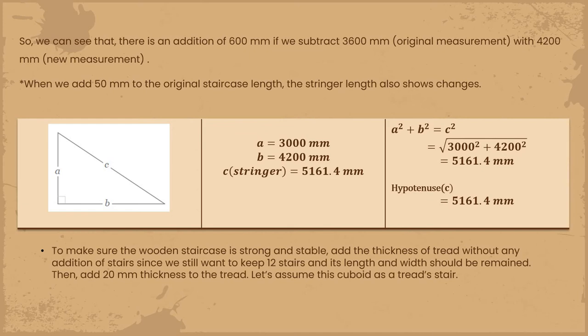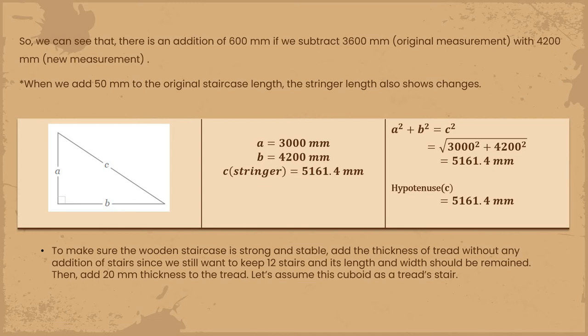So to know the measurement of the stringer, use the Pythagoras theorem formula: c squared equal to 3000 squared plus 4200 squared, make it root, equal to 5161.4 mm. So to make sure the wooden staircase is strong and stable, we need to add thickness to the tread without any addition of stairs.